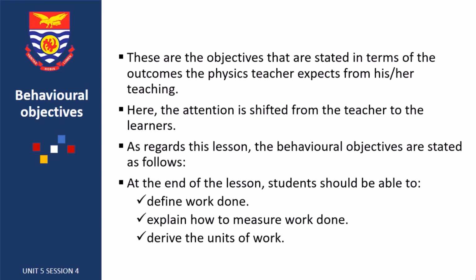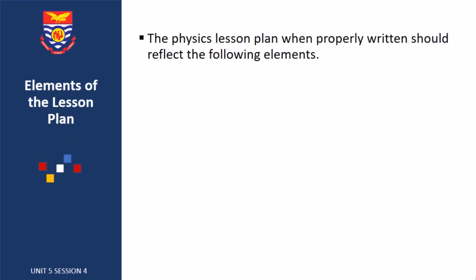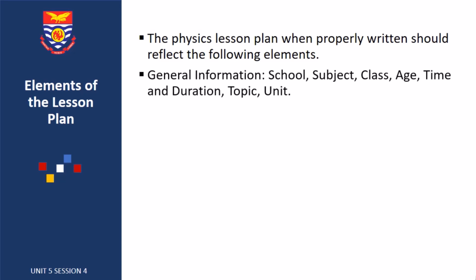So these are activities that the learner should be able to do after going through the various concepts on the topic work done. Now, what are the elements of the lesson plan? The physics lesson plan, when it is properly written, should reflect the following elements. So it must provide us with the general information. In the general information, we must have the school, the subject, the class, the age, the time and duration, the topic, the units. All these are general information.